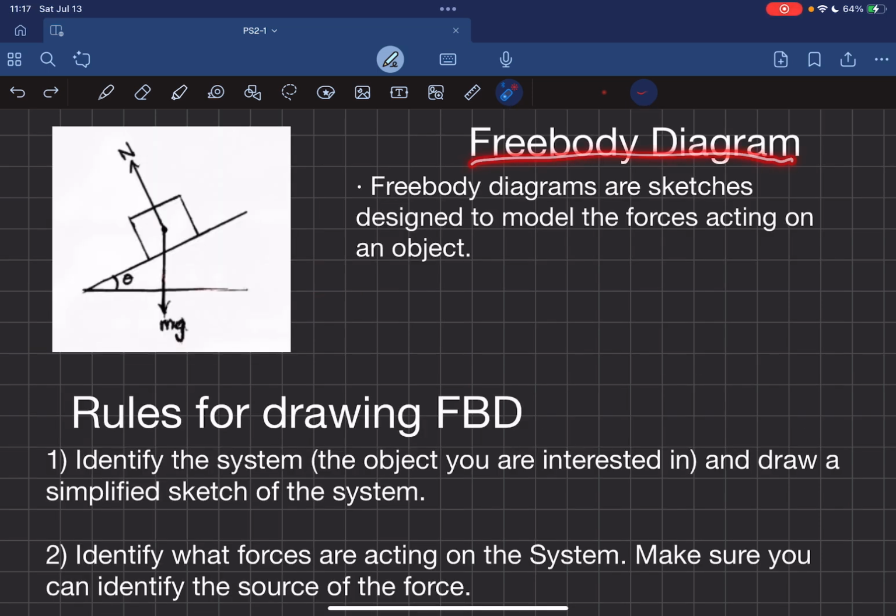Let's discuss what a free body diagram is. So free body diagrams are sketches designed to model the forces acting on an object. To the left here, you can see an example. Here we have a box on a sloped ramp. There are two forces acting on this box. There's the force of gravity going straight down towards the center of the earth, and then there's the normal force. This is the force pushing back up because it's in contact with the ramp. Notice here that all of the vectors are starting from the center of the mass of the object and pointed in the direction that they are pushing the object.